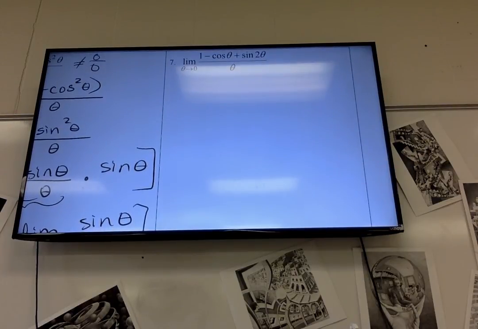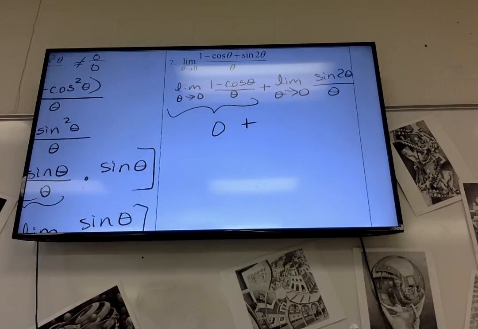Okay, on number 7, I'm going to separate it into 2 things that I'm adding together. That's 0. I have 1 minus cosine of theta over theta. That's the part that you're thinking is 0, right? Yeah. And then I have plus sine of 2 theta over theta. This is not a problem. It's 0. Fine. The other one has a little problem.